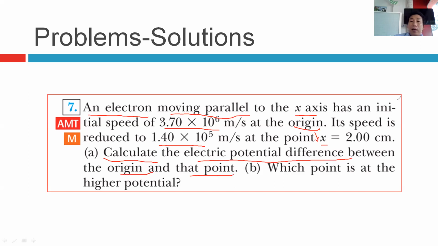Okay, from the data the question provides us, we have many ideas about this one. The first is that the velocity is reduced. What does it mean? You have an electron moving from point number 1 to point number 2 in this direction, and its velocity is reduced. Okay, what does it mean?